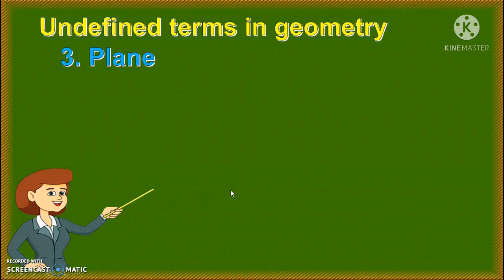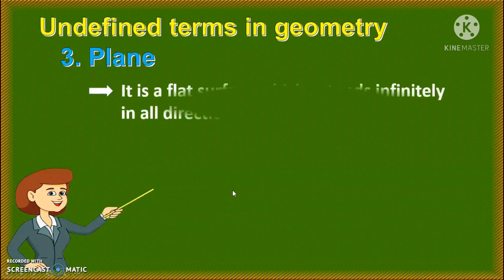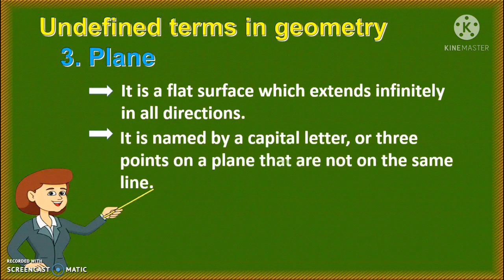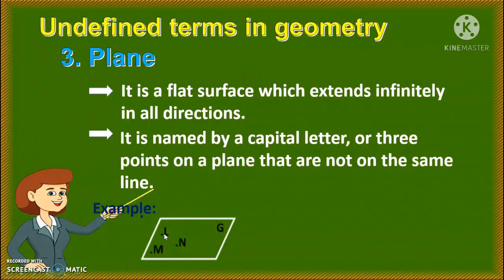Next is a plane. It is a flat surface which extends infinitely in all directions. Then it is named by a capital letter or 3 points on a plane that are not on the same line. So, example, kung makikita ninyo, meron tayong 3 points na hindi sila magka-linya. Ito yung sinasabing not on the same line.